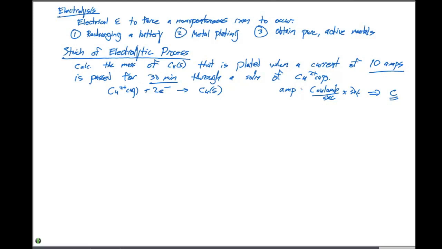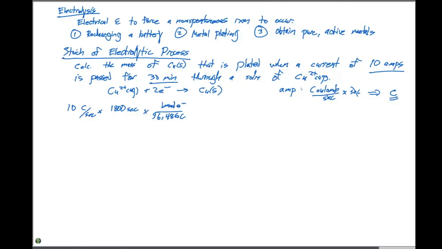So we're going to start with 10 amps, which is 10 coulombs per second. In this case, we pass the current for 30 minutes. We need to convert the minutes to seconds, so we multiply by 1800 seconds. We can then say that 96,486 coulombs are in 1 mole of electrons.